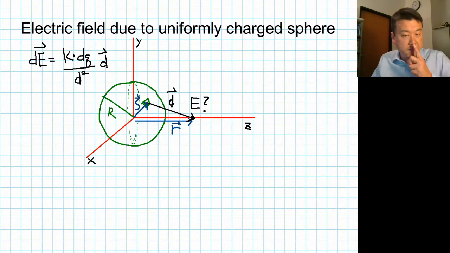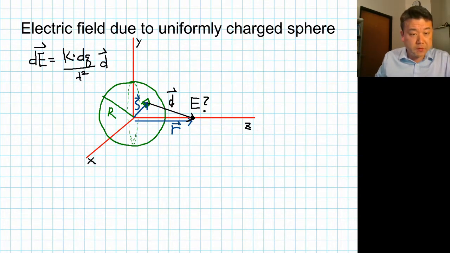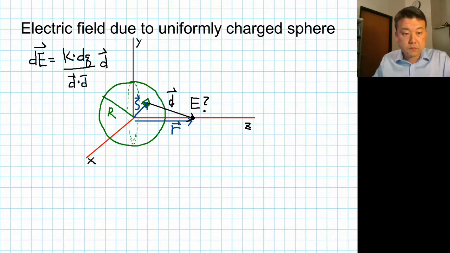Now then, this d vector is not a unit vector. It doesn't have a length of 1, so I need to fix that. The way I would fix it is by dividing it by the absolute value of d. Now, mathematically, the best way to represent it is this way. Instead of d squared here, I'm going to write it this way: the vector d dot product with itself. So that's the length of d squared.